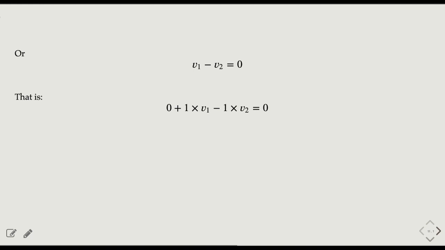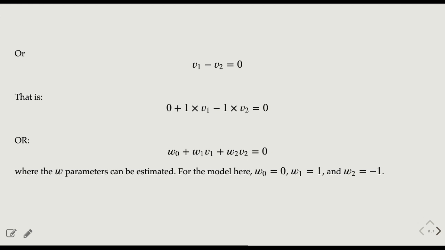Or if we put all the parameters together in this formula just to make it more generalizable, it becomes 0 plus 1 times v1 minus 1 times v2 equal to 0, or it should be w0 plus w1 v1 plus w2 times v2 equal to 0, where the w parameters here are w0 is 0, w1 is 1, and w2 is minus 1.